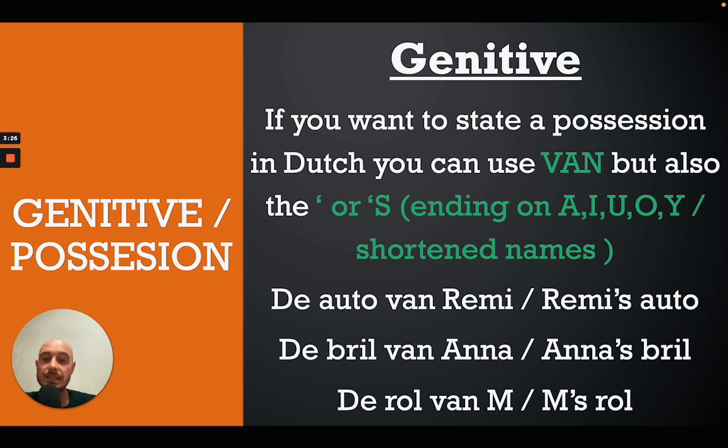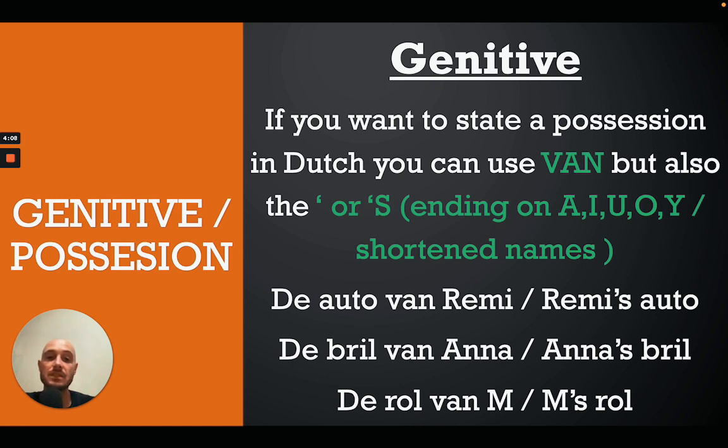But let's take a look at the examples and clarify the theory. The auto van Remy, literally the car of Remy, we can also say Remy's auto, and we do it exactly the same as in English. We add an apostrophe s. Or the bril van Anna, the glasses of Anna, literally. If we want to say Anna's glasses, exactly the same as in English: Anna, apostrophe s, Anna's bril. Or M, if you like James Bond movies, the role van M, the role of M, or M's role. Again, M, apostrophe s, and then role.